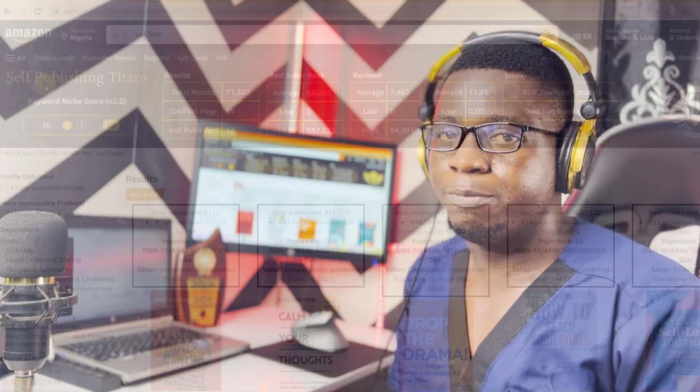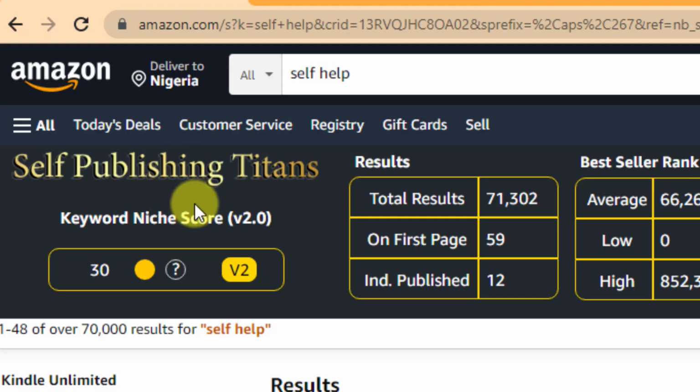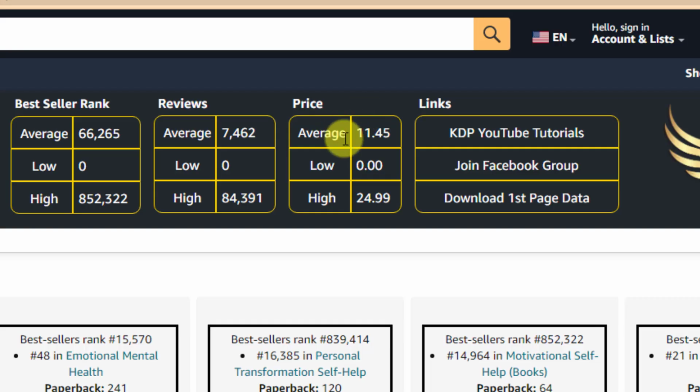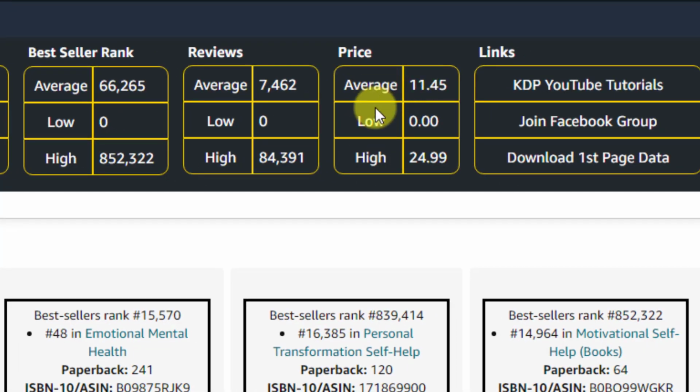Amazon definitely frowns at this, so it's important to keep your price within the market range, knowing the average price that this particular niche or book you're trying to sell is already being sold for by other people in the same niche. And you can do this using a free tool like Self-Publishing Titans that can give you an idea of the average price of books selling in this niche. For example, in this self-help niche, you can see that the average price here is $11.48, and the highest price that people are selling their books for in this category is $24.99.